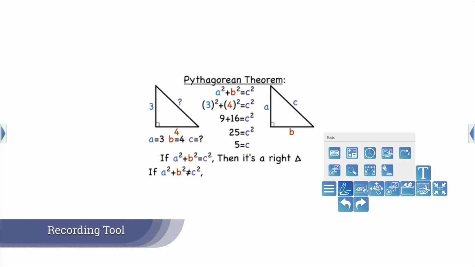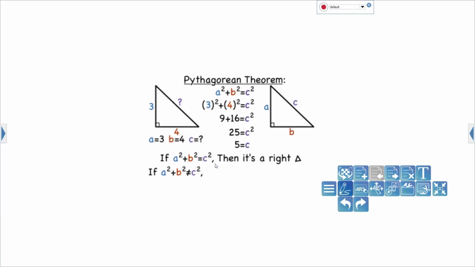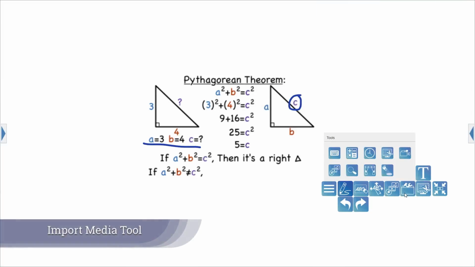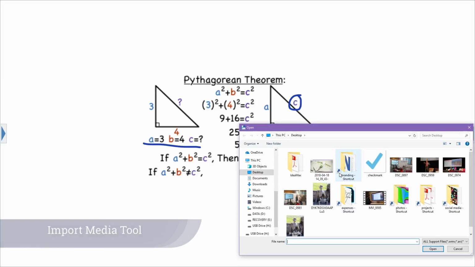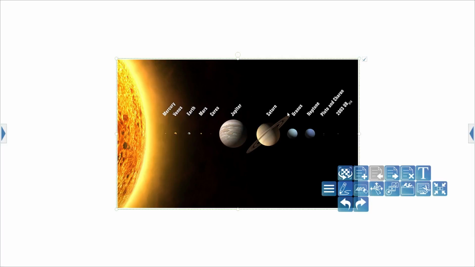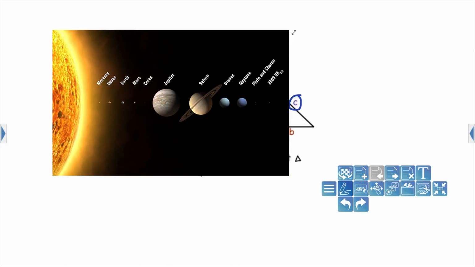The Record button lets you record your screen, as well as audio from an available microphone. The Media button lets you import photos and videos right into your presentation. These can be resized and moved around the screen as needed.